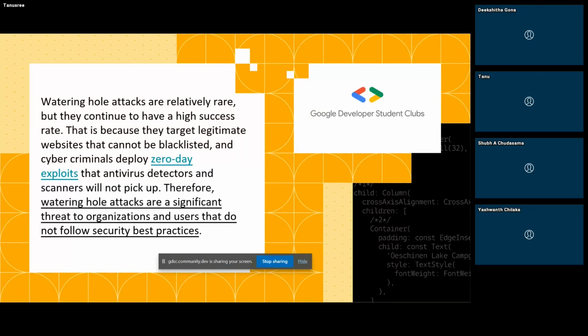Watering hole attacks are actually very rare, but the success rate is very high. Because this is very difficult to analyze, as they target websites which are vulnerable and cannot be blacklisted, and such attacks cannot be detected by any of the scanners.